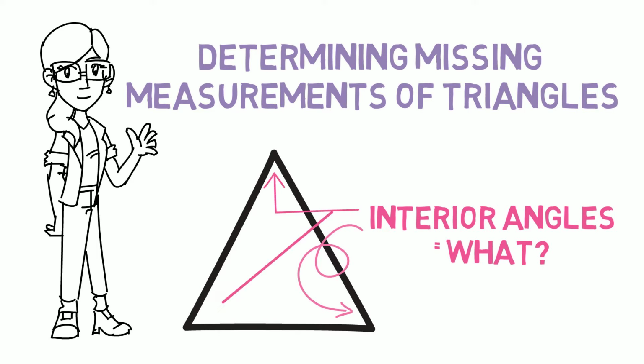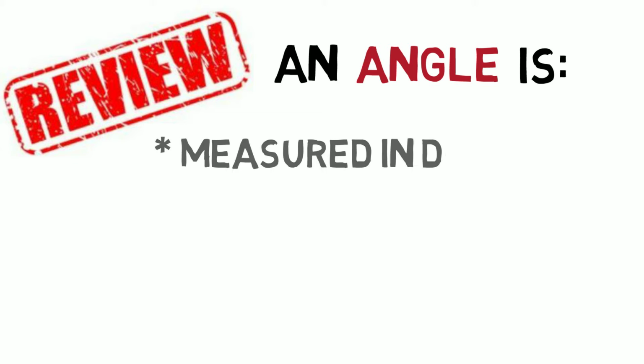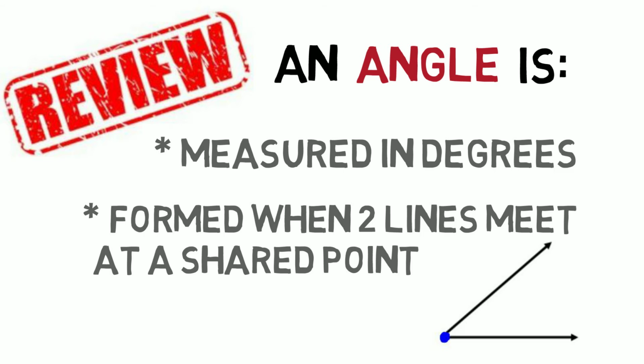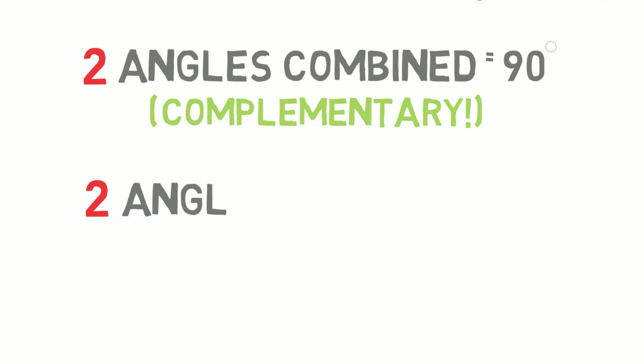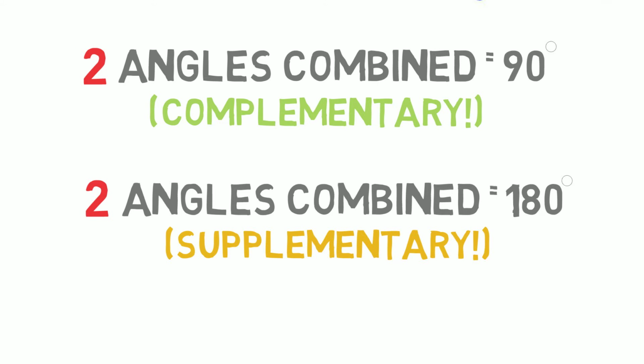Before we dive in, let's quickly review what we already know about angles. An angle is measured in degrees and is formed when two lines meet at a shared point, like this. When you have two angles that combine to make a 90-degree angle, we call those complementary. When you have two angles that combine to make a 180-degree angle, we call those supplementary. Let's make sure we really know the difference between complementary and supplementary before we move on.